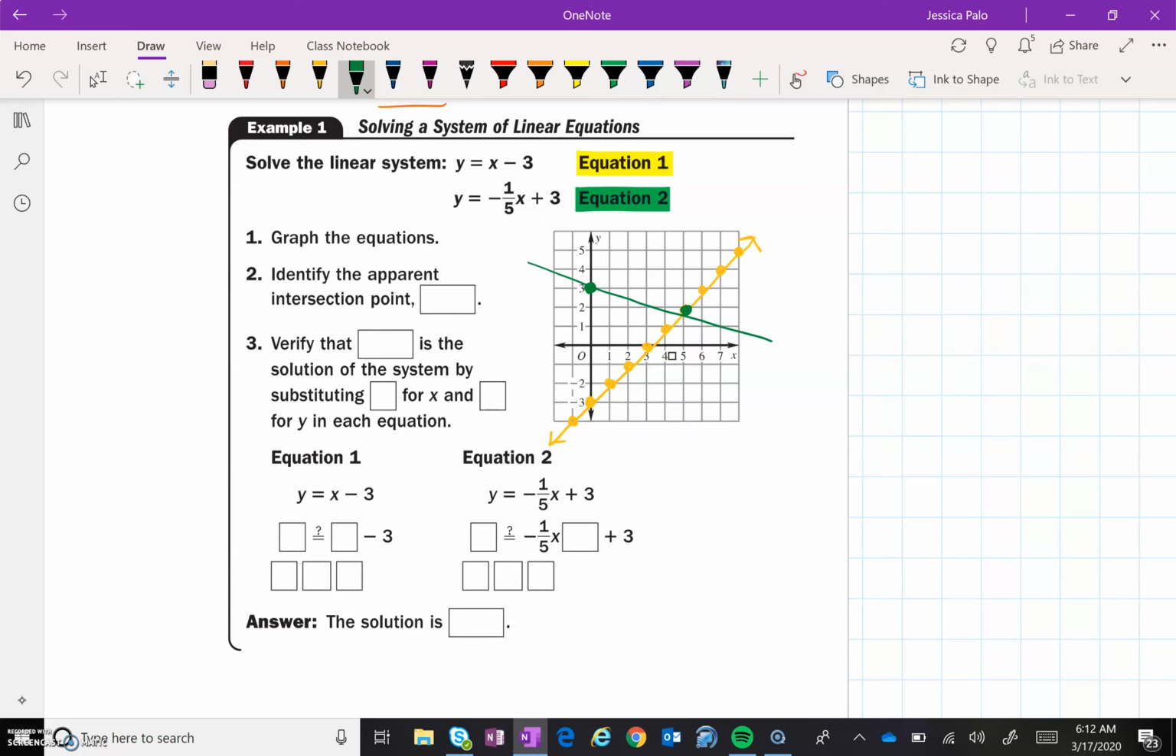It won't erase, so never mind. There we go. I think that was less accurate. Okay.